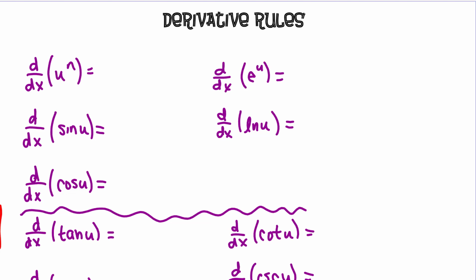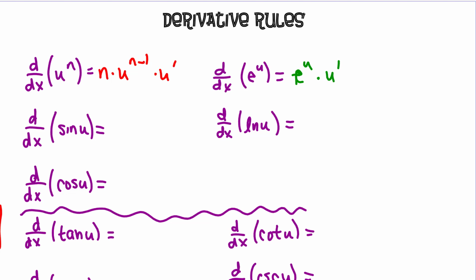Okay, so the derivative of u to the n, so this would be any function to a power, would be n times u to the n minus 1 times u prime. So I'm building in the chain rule for all of these. The u prime at the end will be the chain rule. The derivative of e to the u is e to the u times u prime. I apologize for my bad handwriting there. E to the u times u prime.